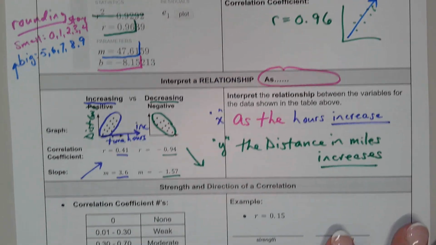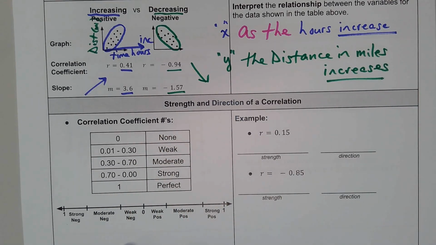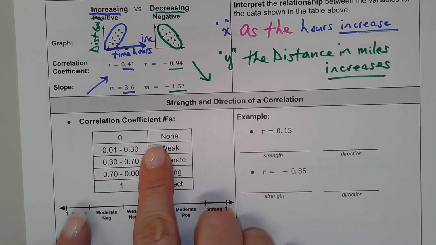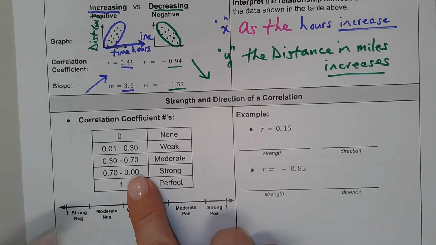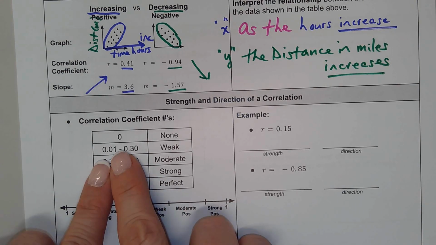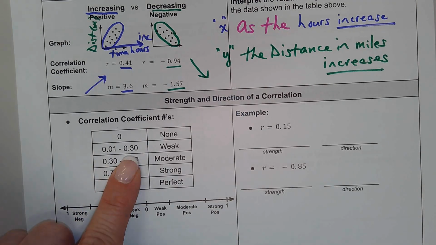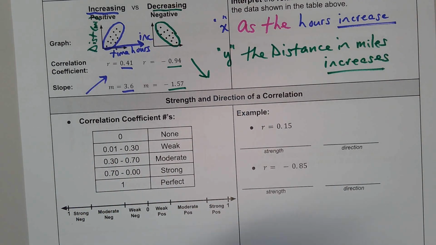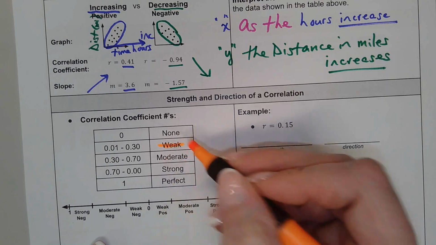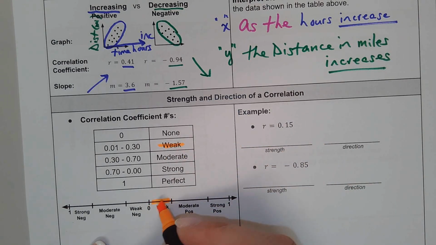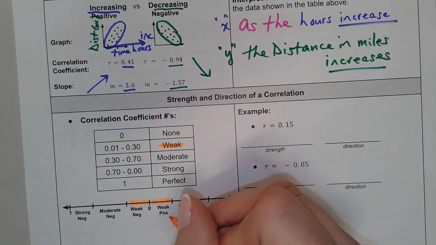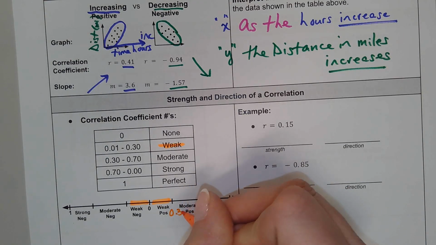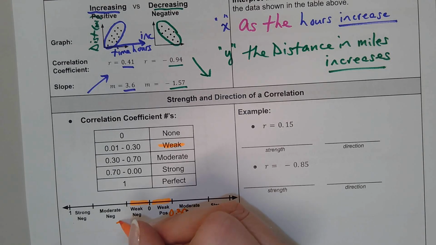Okay, the next thing that we studied was strength and direction. Okay, so here are the important numbers, none or 1, and then everything in between. Okay, so 0.01 to 0.30 is considered weak. So the weak is going to be right here or right here. And the numbers for that are 0.30. You could also go negative 0.30.